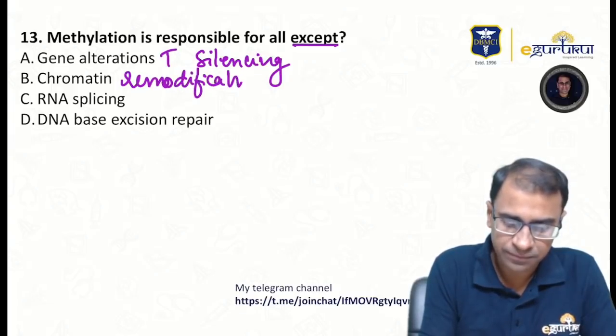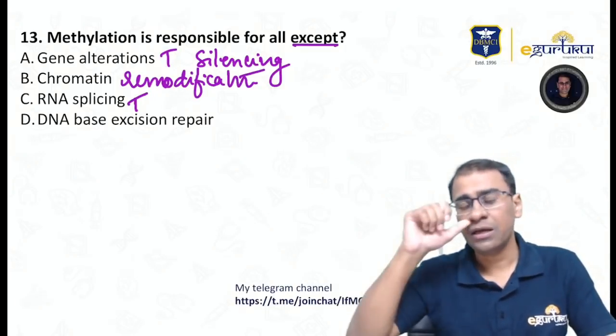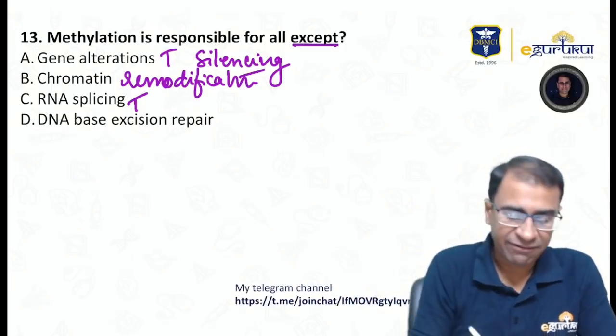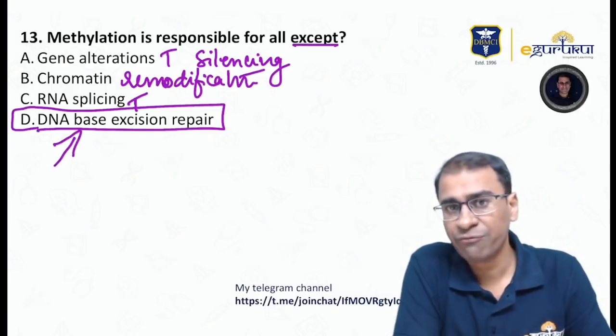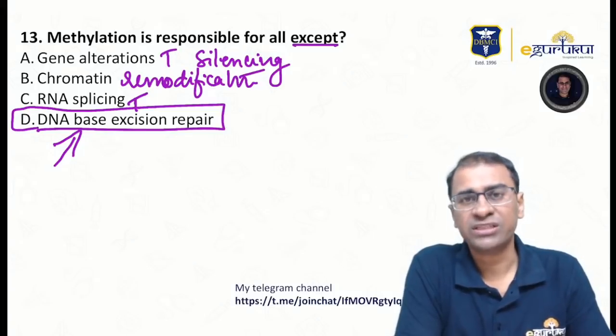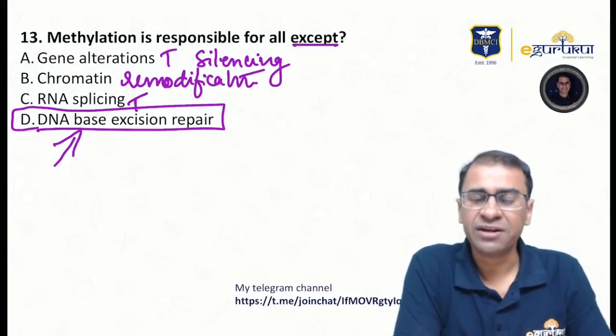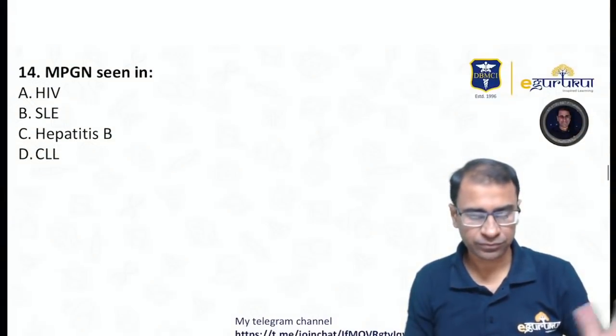And RNA splicing is also seen to be having some role with methylation, but definitely it doesn't have any role in the base excision repair. Remember, for base excision repair, there are some polymerase 3 enzymes which is actually very helpful, but definitely not methylation. Okay, the answer is D.